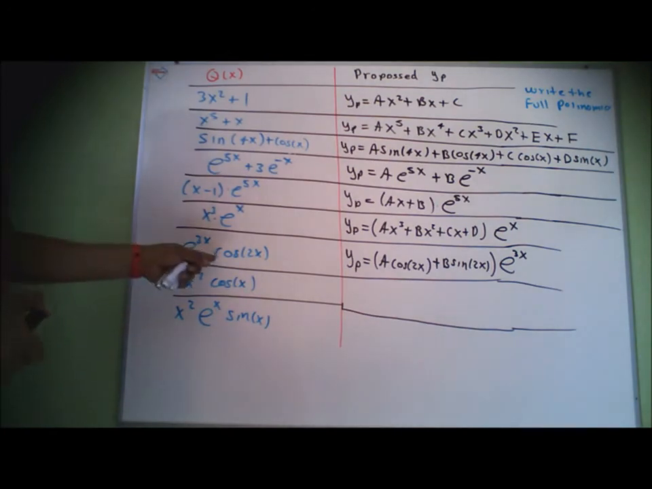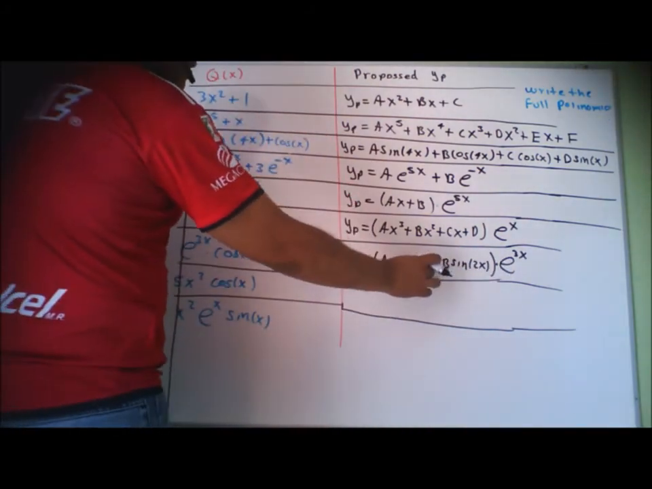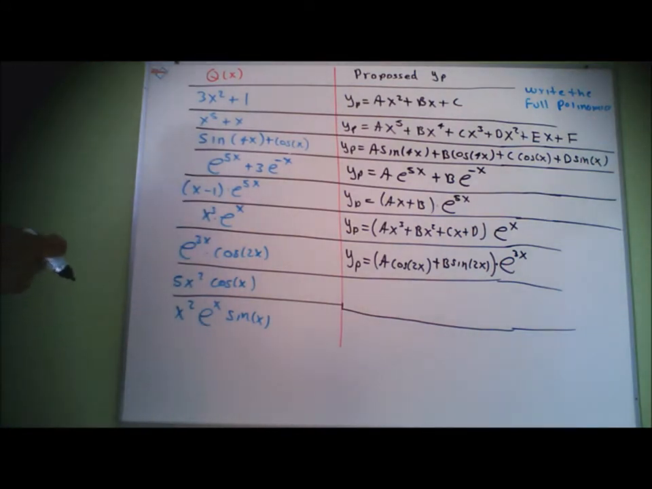Because you have the cosine, you have to write also the sine. And both are multiplied times the exponential. You can write here the exponential and here the exponential. I decided to factorize it. It depends on you. Okay, now you have a combination of a cosine and the polynomial.